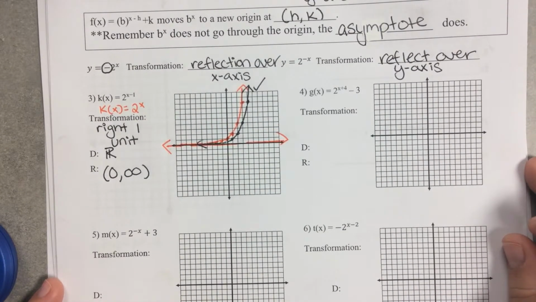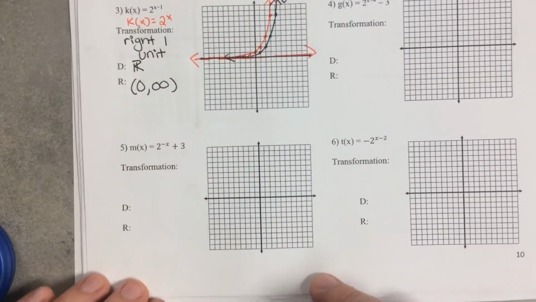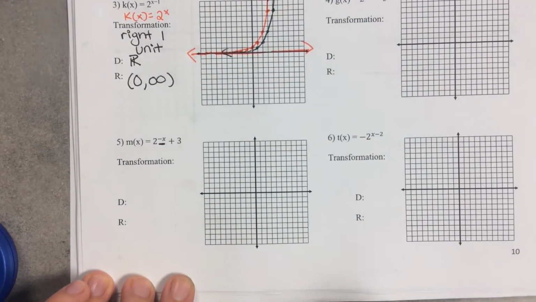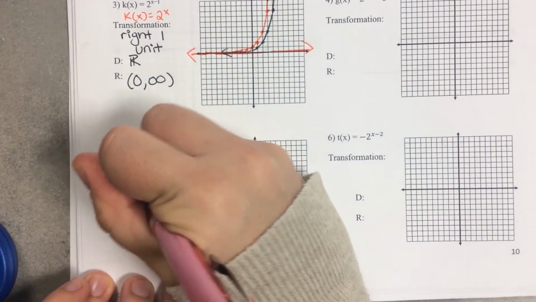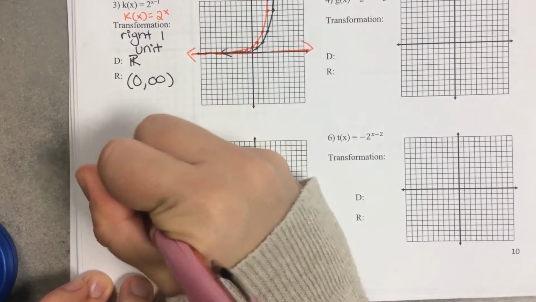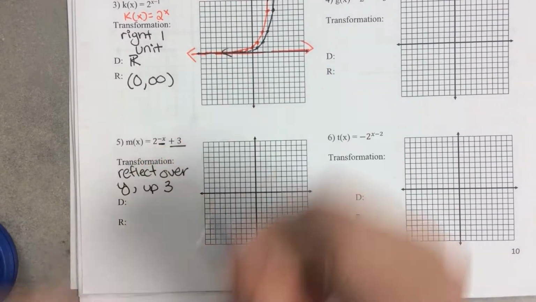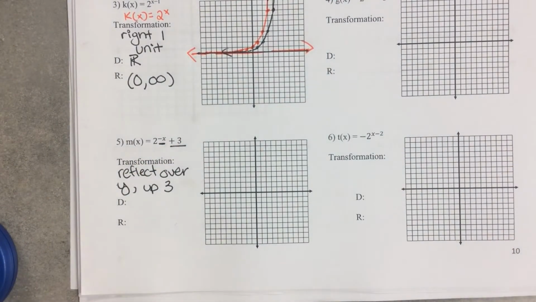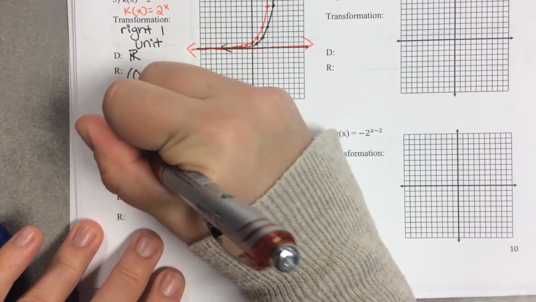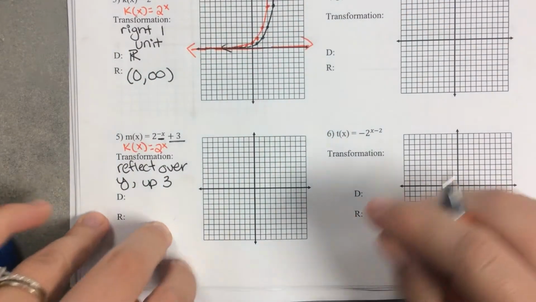Let's try number 5. Number 5 is a little bit tougher because we have 2 things going on. The first thing there is a negative x, which means that we are going to reflect over y. And then the second thing is a +3, which means we're going to move up 3. So I'm going to do the same thing I did the first time. I'm going to draw that parent graph in orange just so you can see where it comes from. So k of x, I know it says m of x, but we use k of x up there, is going to be 2 to the x power.